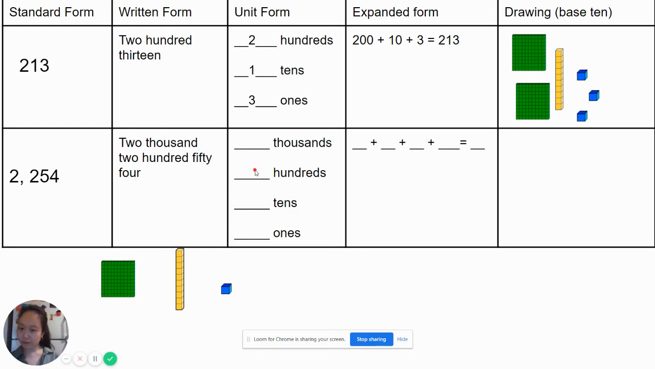The unit form looks at the digit in each place value. So I see that there is a 2 in the thousands place, a 2 in the hundreds place, a 5 in the tens place, and a 4 in the ones place. And that's how I would fill it out.